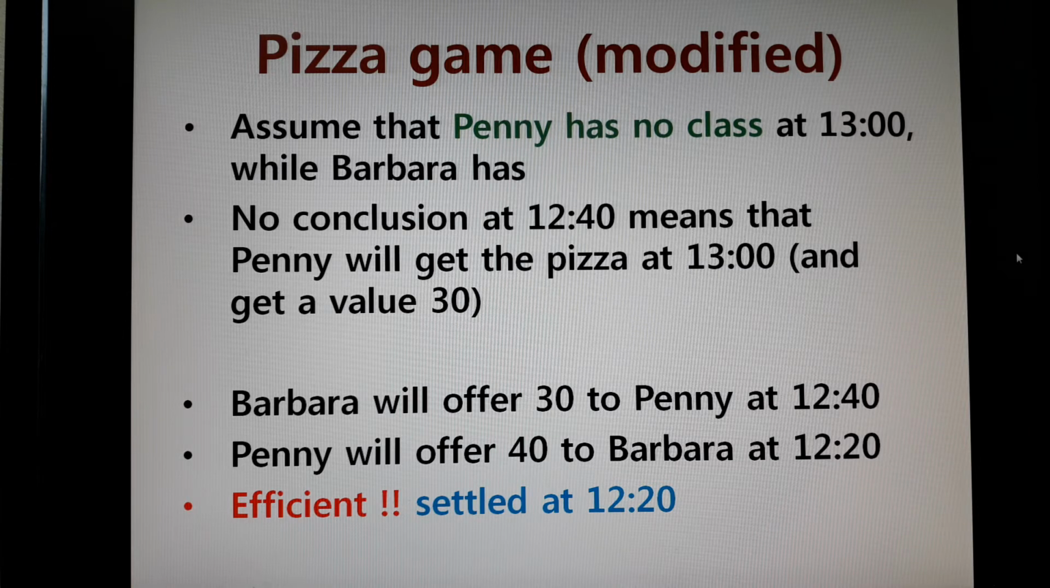So that's why we say both are efficient results, even though Penny and Barbara prefer one over the other. But for society as a whole, the sums are the same. Okay? If you understand this, you are almost halfway to being a real economist. Okay?